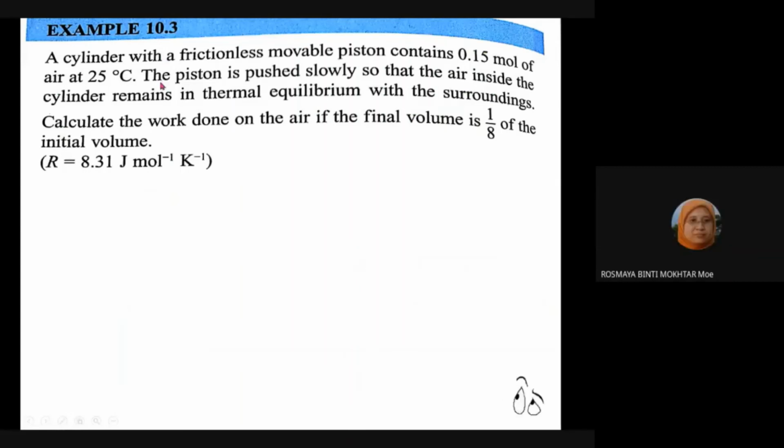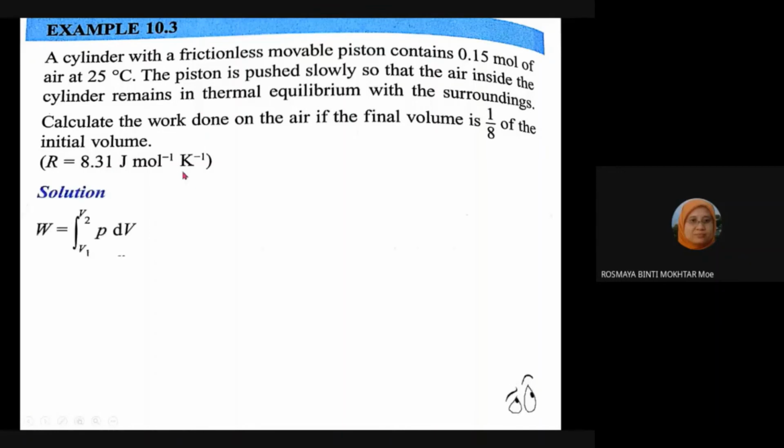Okay, we do this example. It's in your book. A cylinder with a frictionless movable piston contains 0.15 mole of air at 25 degrees Celsius. The piston is pushed slowly so that the air inside the cylinder remains in thermal equilibrium with the surroundings. Calculate the work done on the air if the final volume is 1/8 of the initial volume. R is given as 8.31 joule per mole per Kelvin.